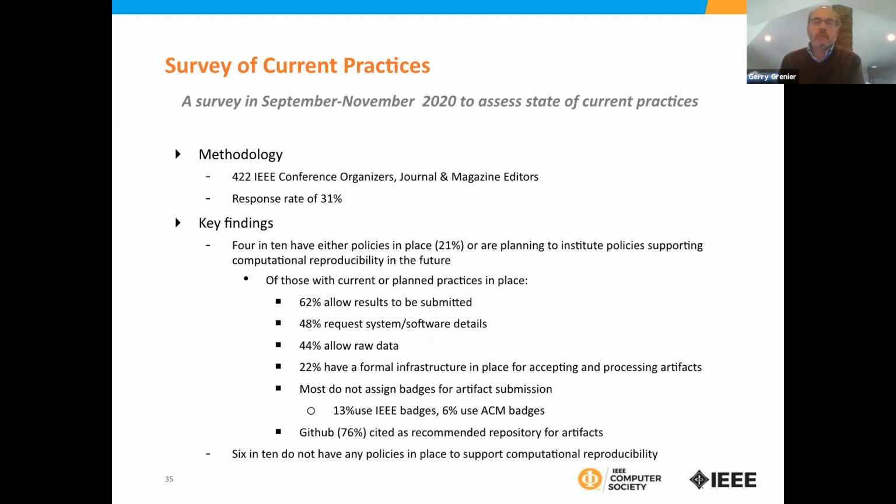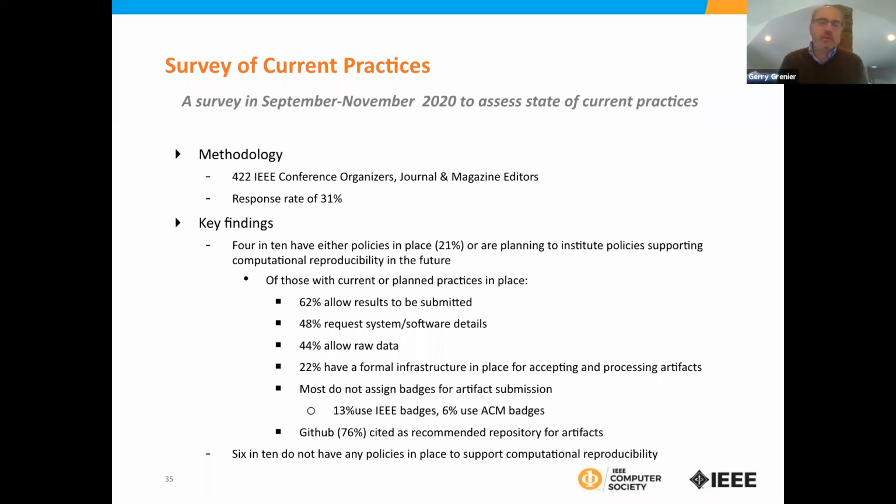Key findings. The story is this: 4 in 10 reported that they have policies in place or are planning to institute policies supporting computational reproducibility in the future. 6 in 10, or 60%, do not have any policies in place to support that. Of that 40%, 62% allow results to be submitted. 43% request system software details in the text of their articles. 44% allow raw data. 22% have a formal infrastructure in place for accepting and processing artifacts.